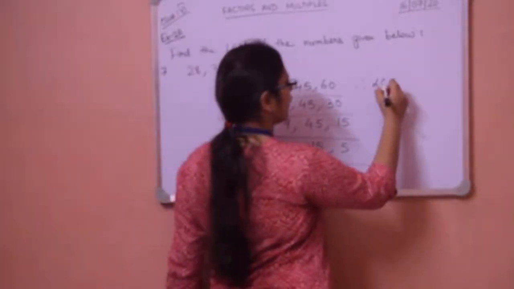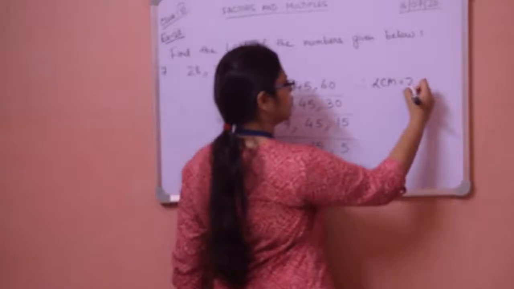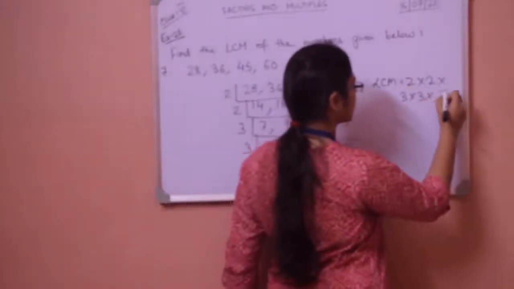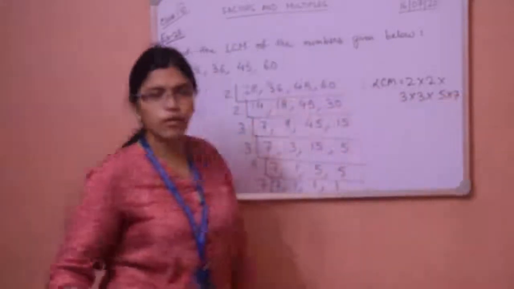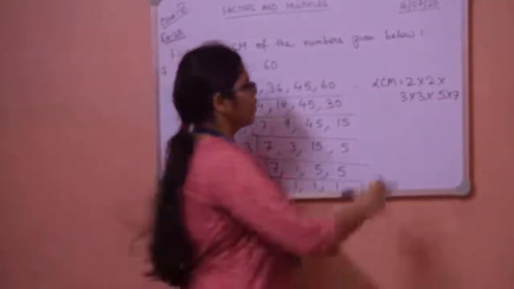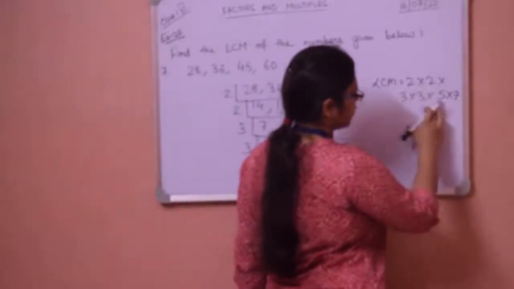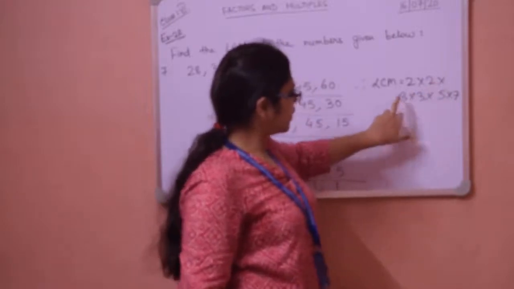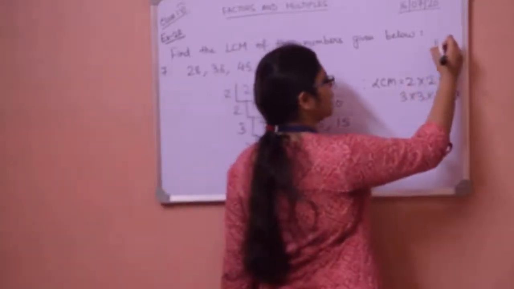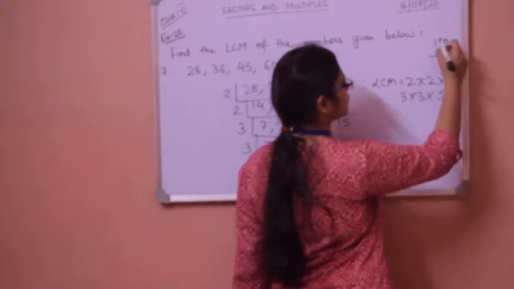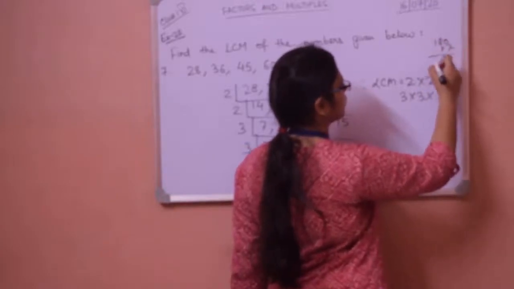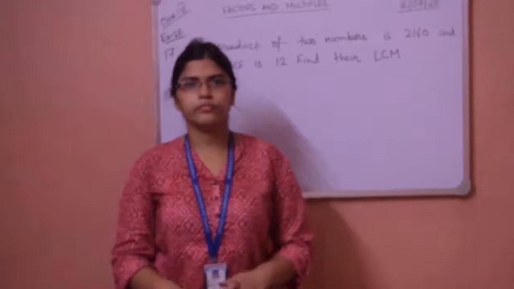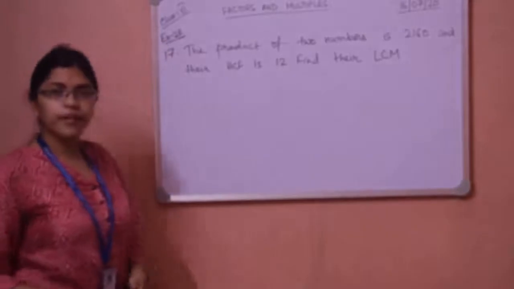So therefore LCM will be equals to 2 two times, then 3 two times, then 5 one time and 7 also one time. So 3 into 5 is 15, 15 into 2 is 30, 30 into 3 is 90, 90 into 2 is 180, 180 into 7. So we are getting 1260.